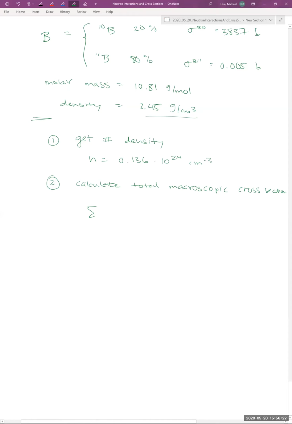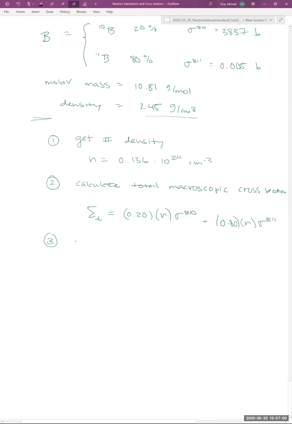So big sigma is going to be equal to 20% of the total density. I'll do this in symbolic form. And this 20% corresponds to boron 10, plus 80% of the density times the cross-section for boron 11.